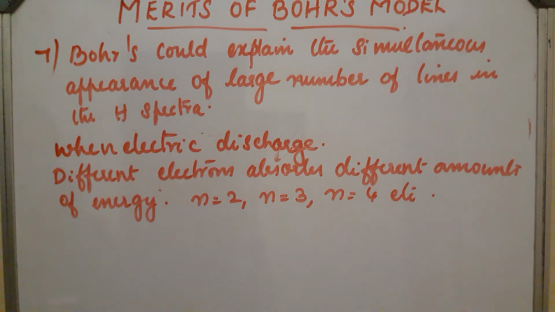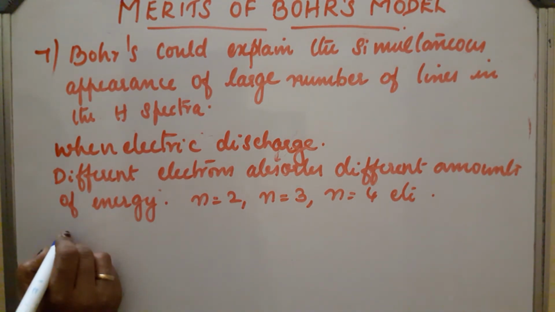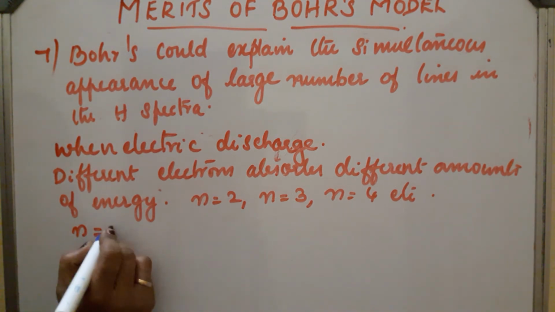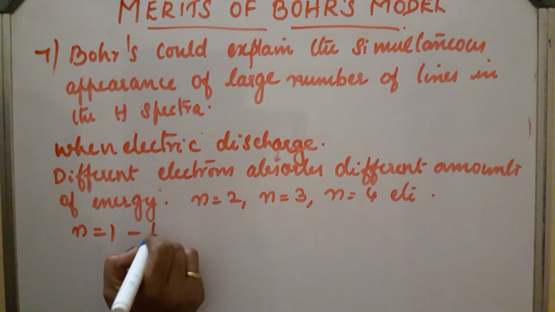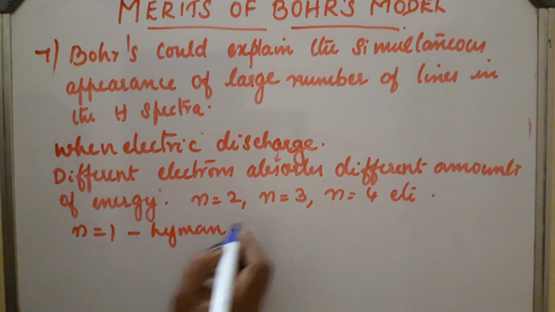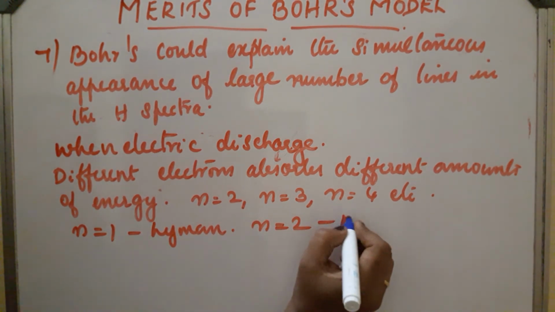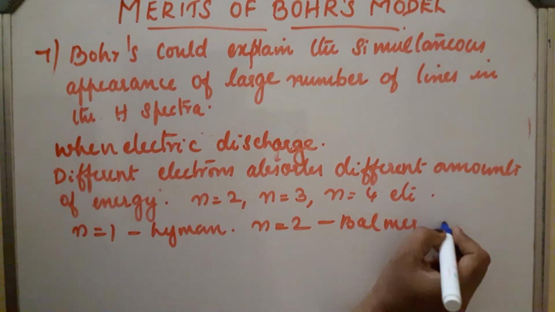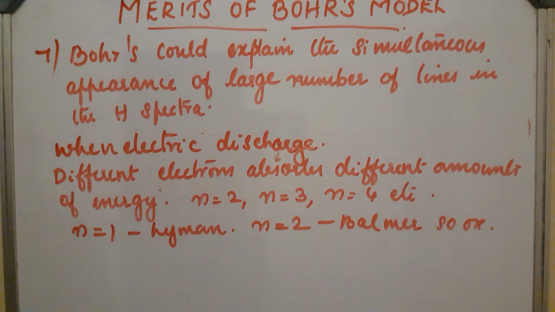Then what will happen? These excited electrons will return back to their lower energy levels. If the electron transition takes place to n is equal to 1, we will obtain the Lyman series. If n is equal to 2, we obtain the Balmer series, and so on. Like this, he explains how a large number of different lines are obtained in the hydrogen spectrum. Like this, Bohr's model could explain the simultaneous appearance of a large number of lines in the hydrogen spectra.